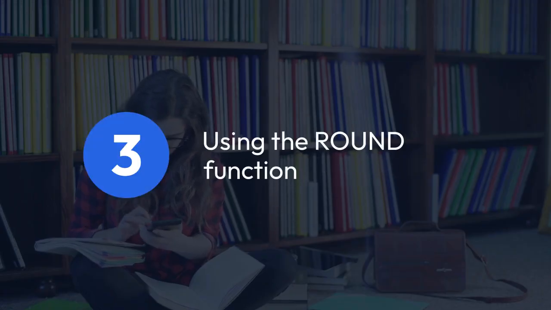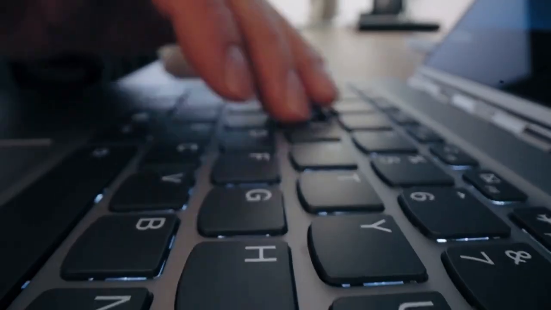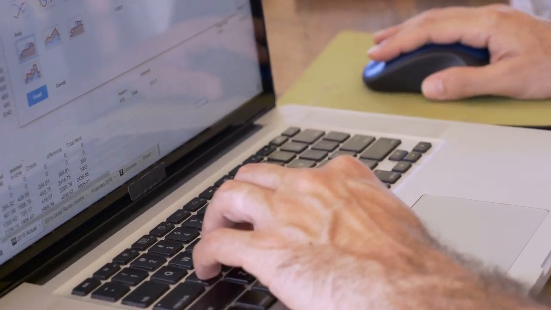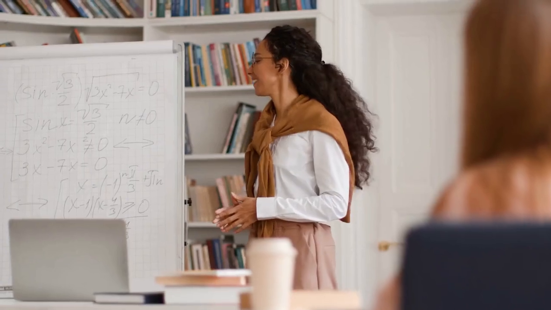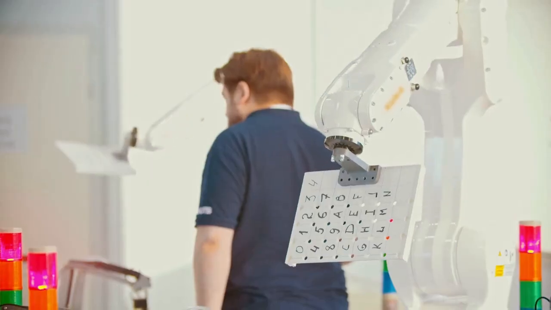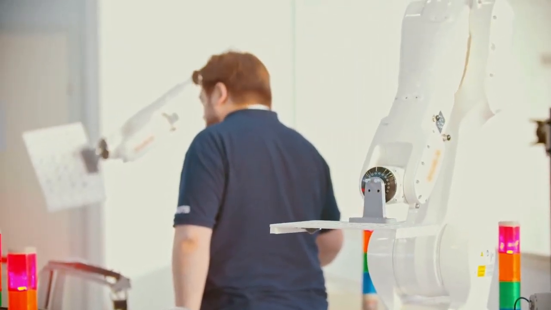3. Using the ROUND function. If you want to actually change the underlying cell value, use the ROUND function. This function rounds a number to a specified number of decimal places. The syntax is ROUND(number, num_digits). Number refers to the cell containing the number with decimals, or the number itself, and num_digits is the number of decimal places to round to, 0 for no decimals.